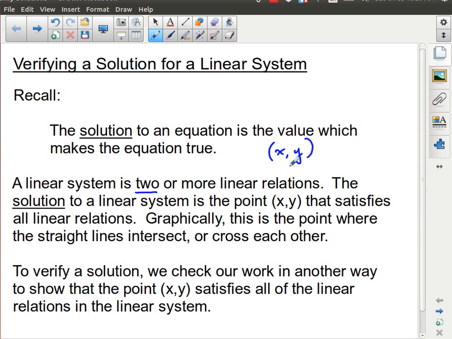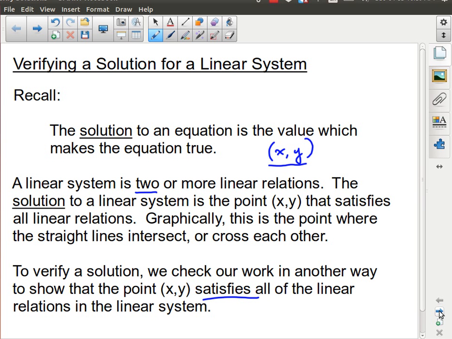And a solution to a linear system, it's still a point x, y, but the difference is that that point has to be on all of the different lines, or it has to satisfy all of the different linear relations. So we're going to look at a method that will allow you to step by step go through and check that each of your linear relations has a specific point x, y on it. And this is called verifying your solution. So we're making sure that a solution that we come up with, or a solution that we're given, x, y, satisfies all of the linear relations in our system.